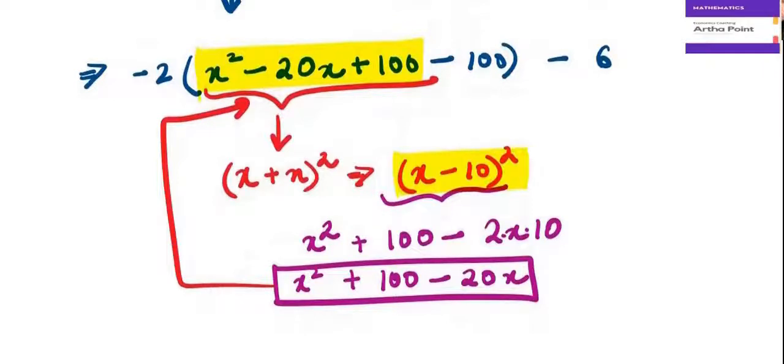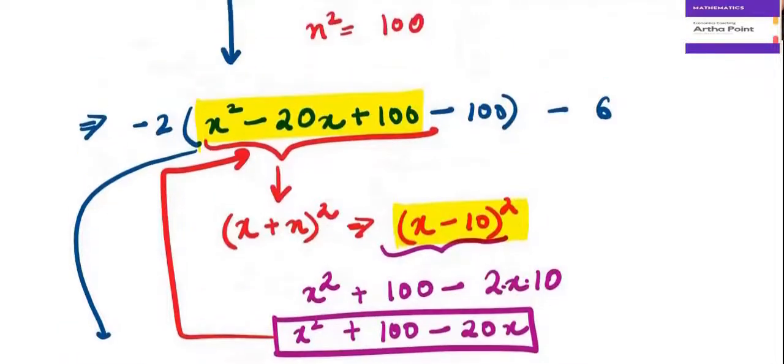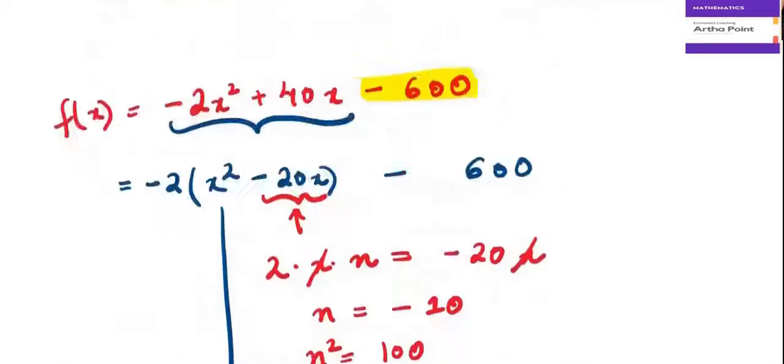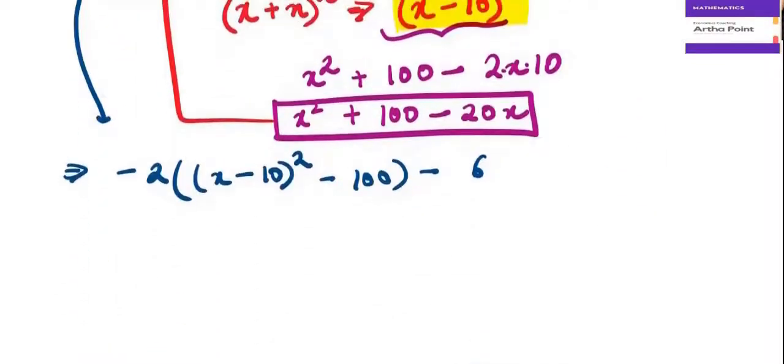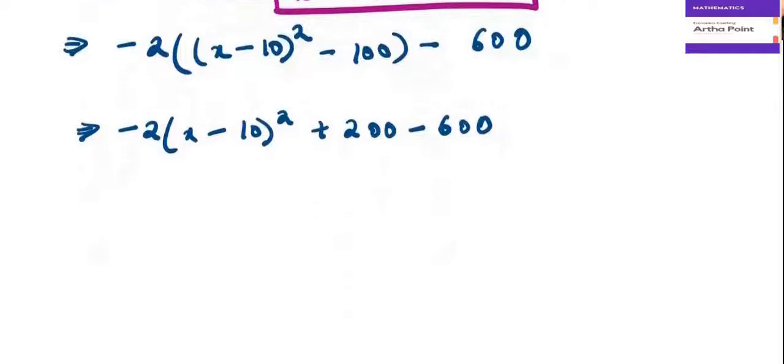So instead of this term, let me write minus 2 times ((x minus 10) whole square minus 100) minus 600. Minus 600, right? Yes. Now let's open this bracket. So I will get minus 2 times (x minus 10) whole square plus 200 minus 600. If I solve for this, I will get minus 2 times (x minus 10) whole square minus 400.